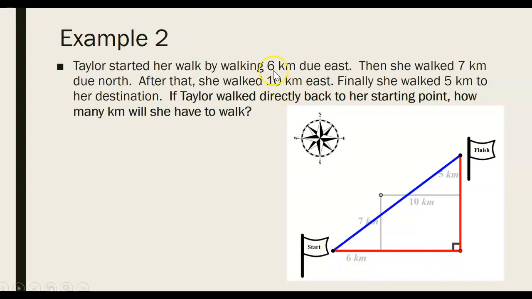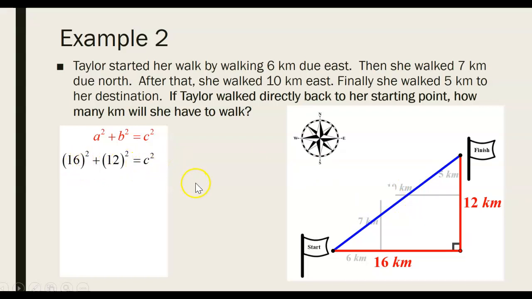Well, if she went 6 kilometers east and then another 10 kilometers east, in total she was 16 kilometers east. And if she went 7 kilometers north and another 5 kilometers north, that would be 12 kilometers north altogether. So I'm just going to use the Pythagorean theorem using 16 and 12, and I'm going to solve for the hypotenuse. So I'll substitute my values, simplify, combine my like terms, and then to solve, we would take the square root of both sides.